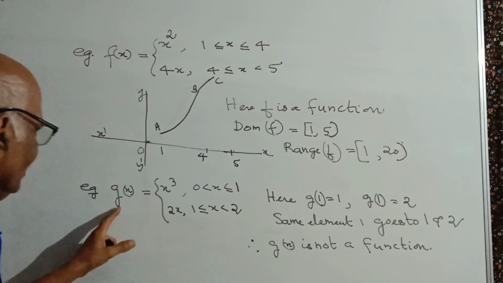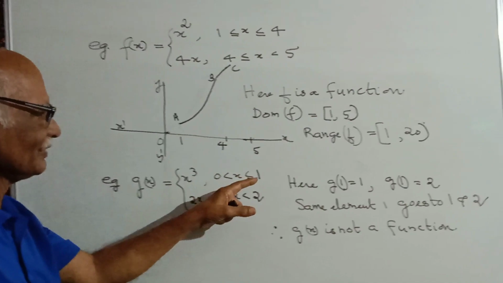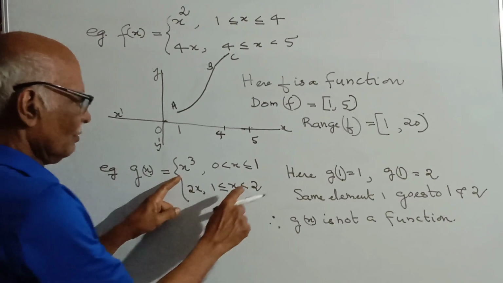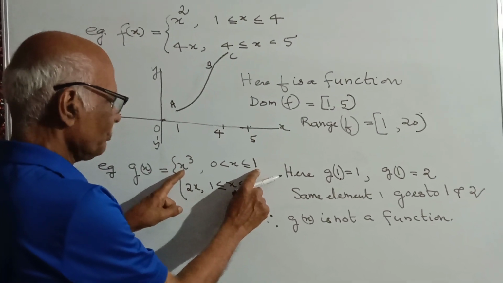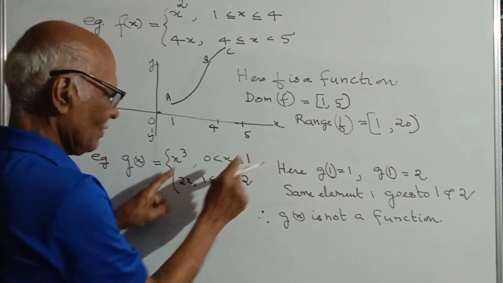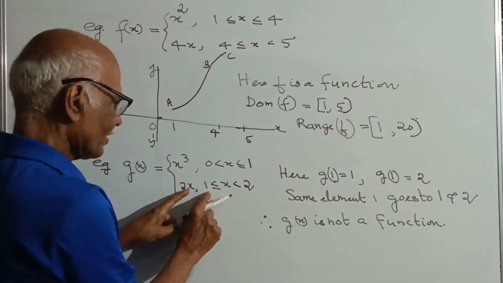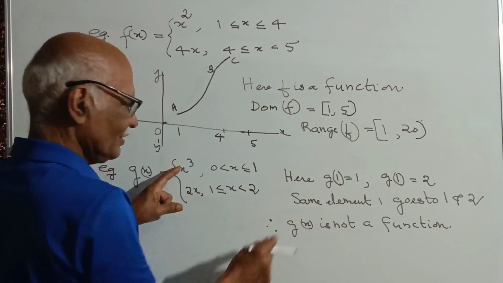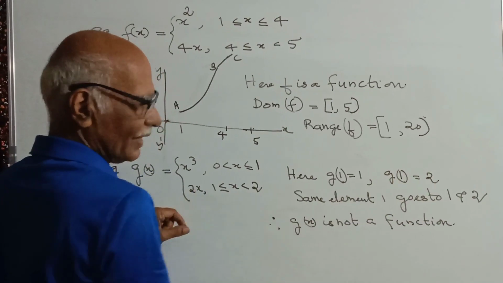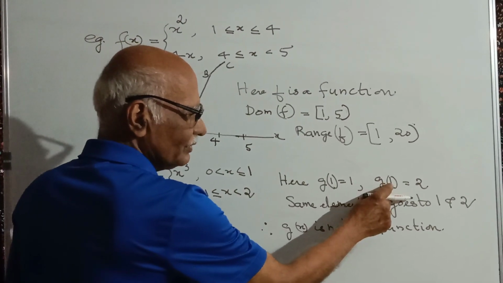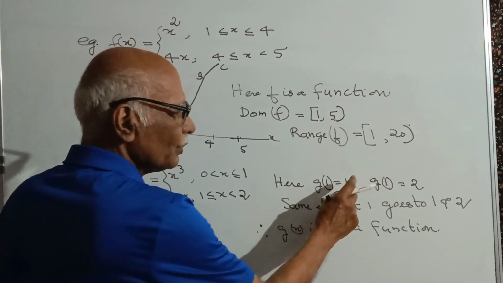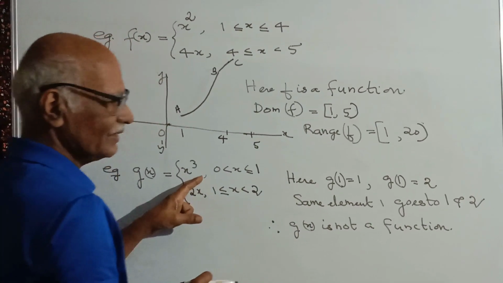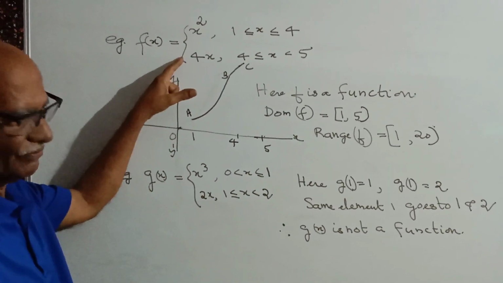Now here is another example. g(x) is x cubed in the interval 0 to 1 and 2x from 1 to 2. Now you can see for the point 1, x cubed is 1 in this formula, and for the point 1, the function is 2 into 1, which is 2. So there is a difference. g of 1 is 1 in one situation and g of 1 is 2 in the second situation. So the same number 1 goes to two different values, 1 and 2. That means it is not a function. So g(x) is not a function, but f(x) is a function.